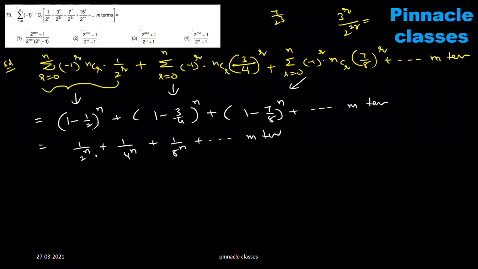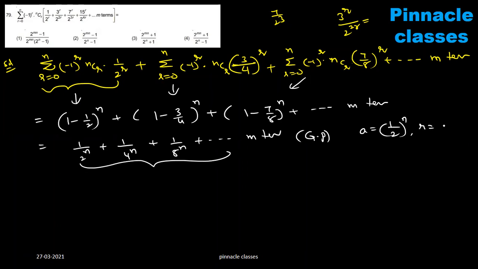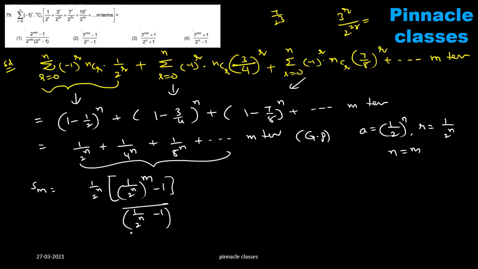Anyone, what are you observing? These are what? Geometric progressions. What is the a? 1 by 2 power n. What is the common ratio? 1 by 2 power n. See carefully, the number of terms is m. What to do? Let us see the answer. Therefore, Sm equals 1 by 2 power n into (r^m minus 1) by (r minus 1), where r is 1 by 2 power n. You can write like this.